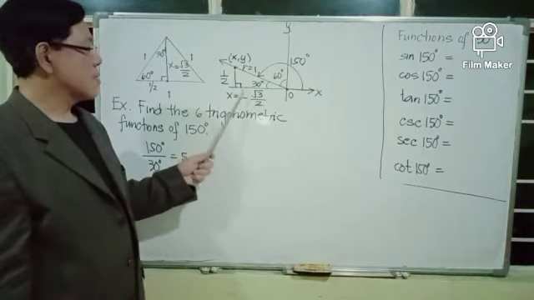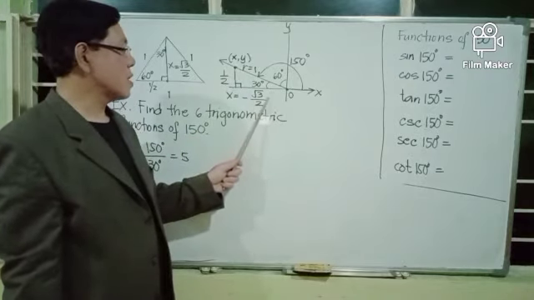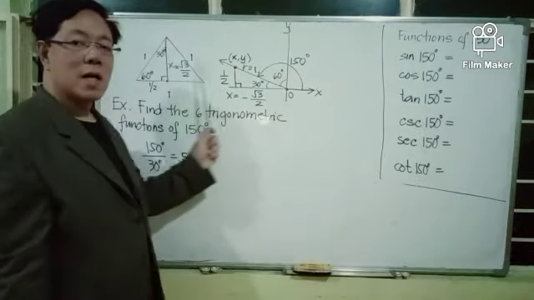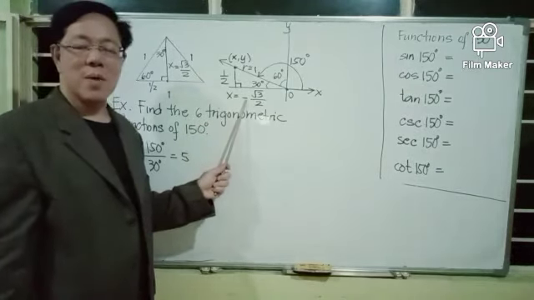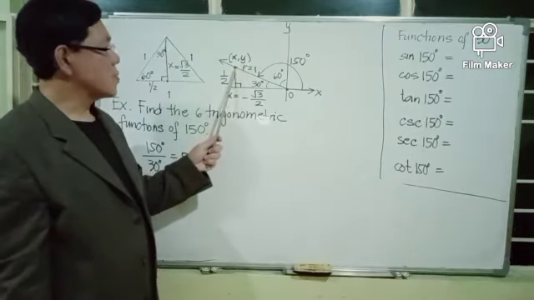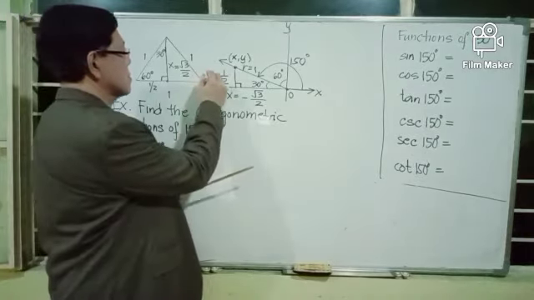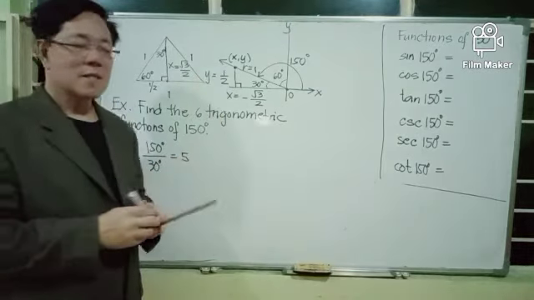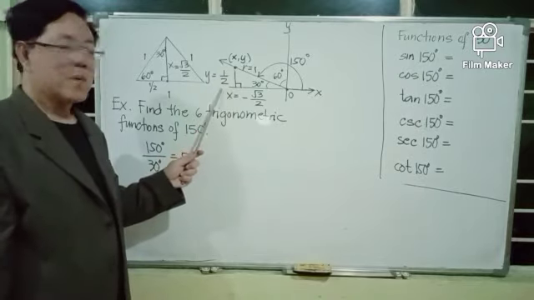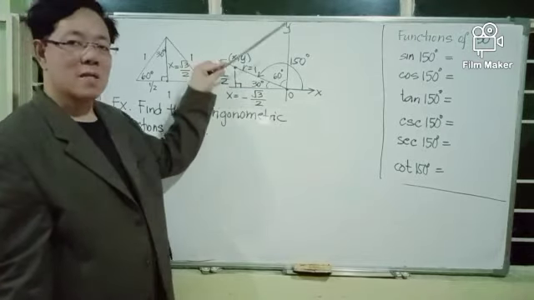This means that the distance of this point from the y-axis is square root of 3 over 2 units. But the point is to the left of the y-axis, indicated by this negative sign. And the ordinate y of this point is equal to 1/2. That is, the distance of this point from the x-axis is 1/2. And y is positive 1/2 because the point is above the x-axis.